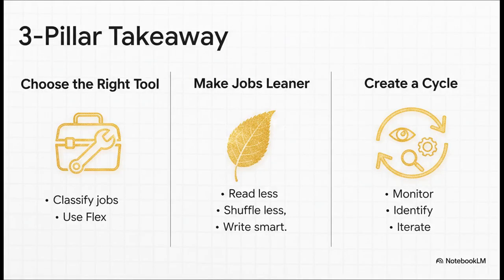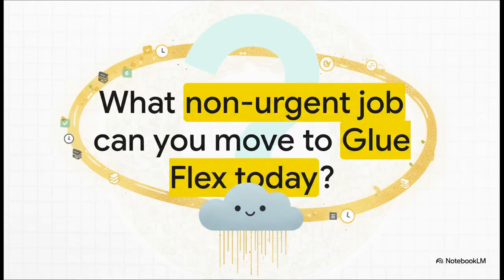So let's recap the whole strategy. It's really just these 3 pillars. First, choose the right tool. Classify your jobs and use Flex whenever you can. Second, make those jobs leaner. Read less data, shuffle less data. And third, turn it all into a continuous cycle. Monitor, identify, and iterate. And that brings us to the end.